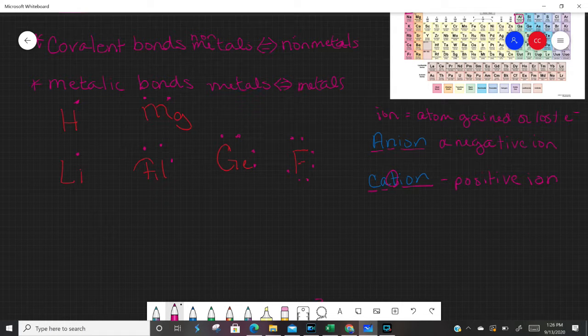So that's how to write the Lewis dot formula. An anion is a negative, a cation is a positive ion.